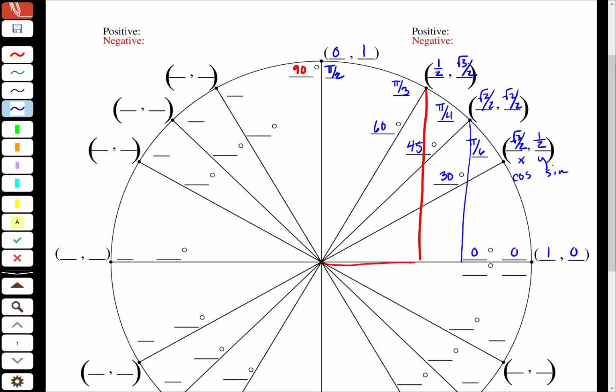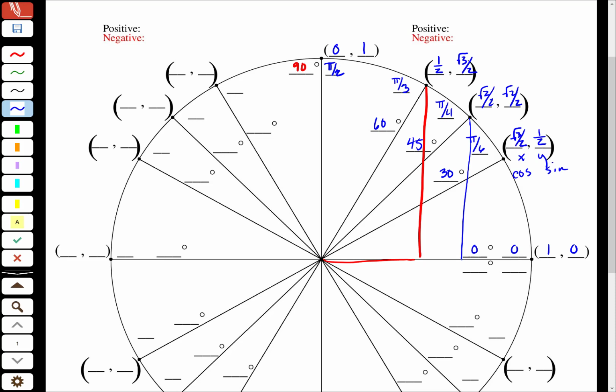So I'm going to keep working my way around. So this continues to count. There's counting by pi over 6's and counting by pi over 4's that we'll look at. But this next angle right here is another 30 degrees. So all these middle angles are on the 45, and then all these other ones are 30 degrees apart. So right in here is 30, 30, 30. So another 30 degrees from 90 gives me 120 degrees.